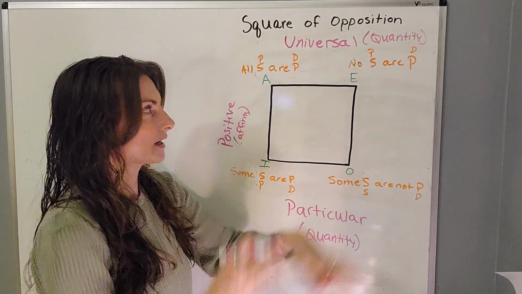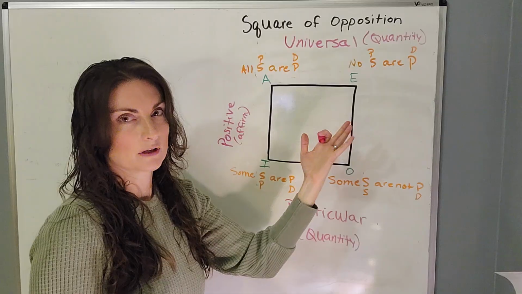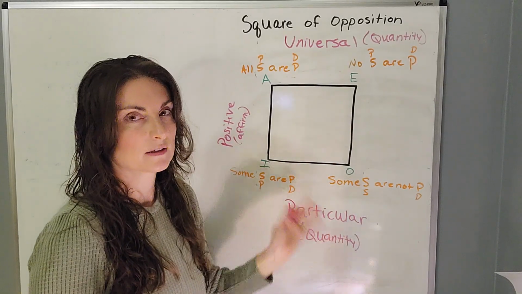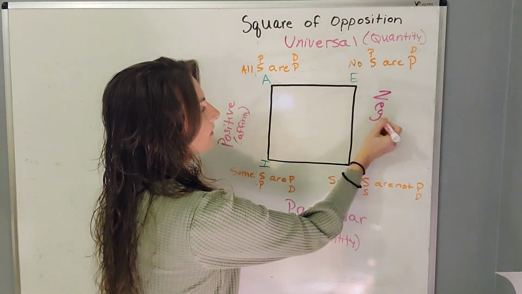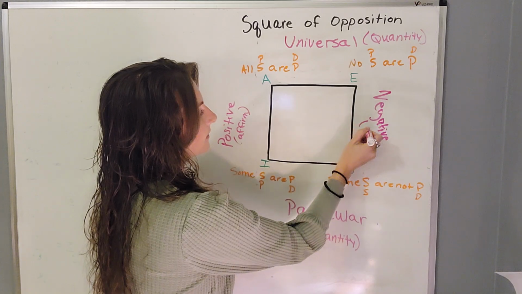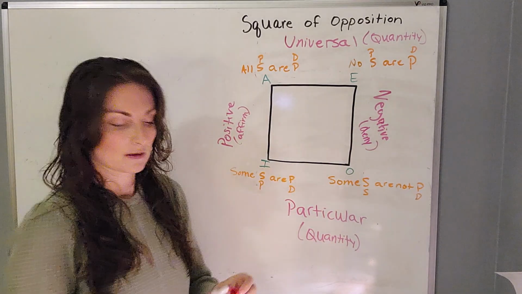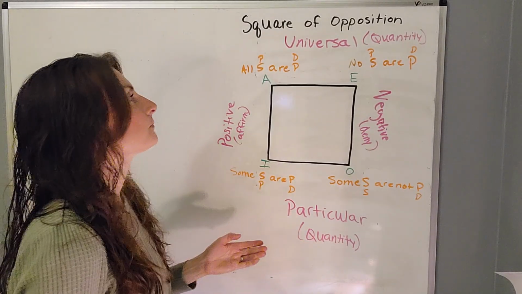Now over here, we're saying none or no. No of the subject are something, and some of the subject are not. This is the negative side. So on this side, we are denying. This is the denying side, denying something about the subject. So this is it for today's lesson.